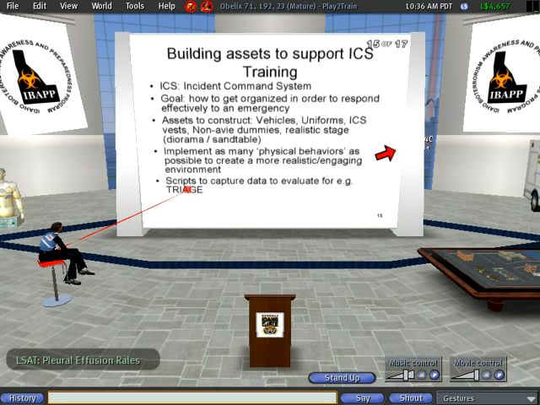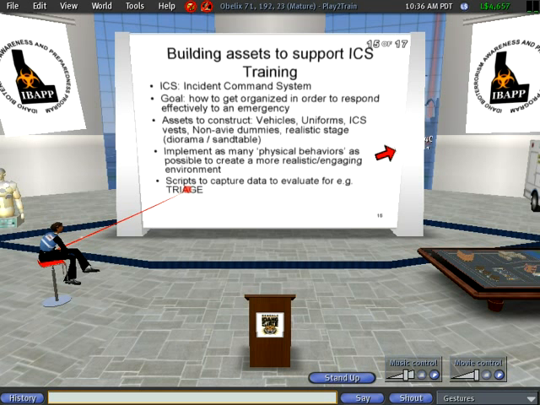Okay, we wanted to implement as many physical behaviors as possible, and I see people are already trying out the simulation out there, the consultation trainer.